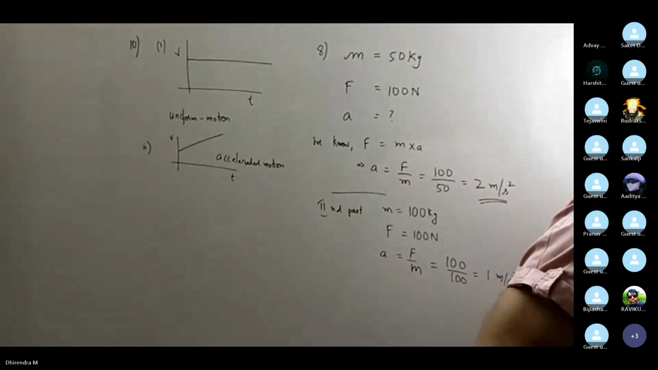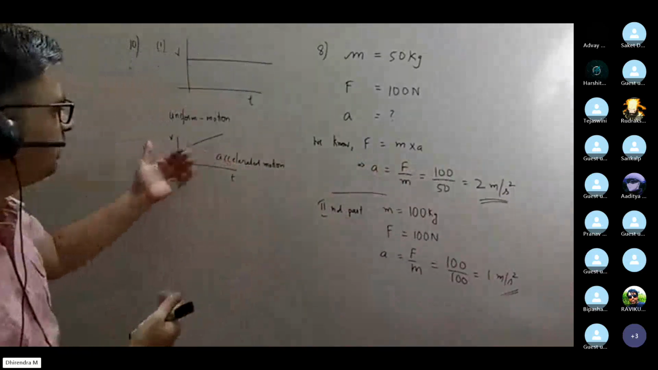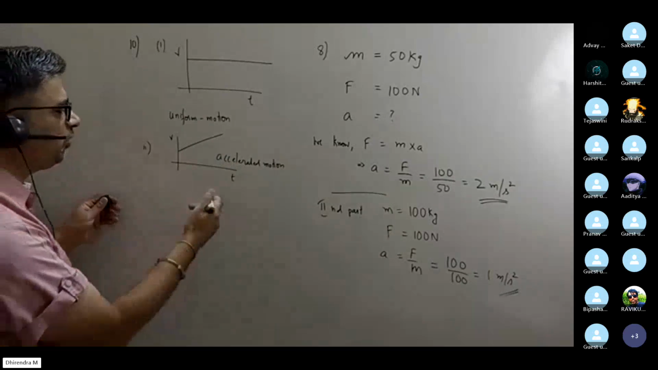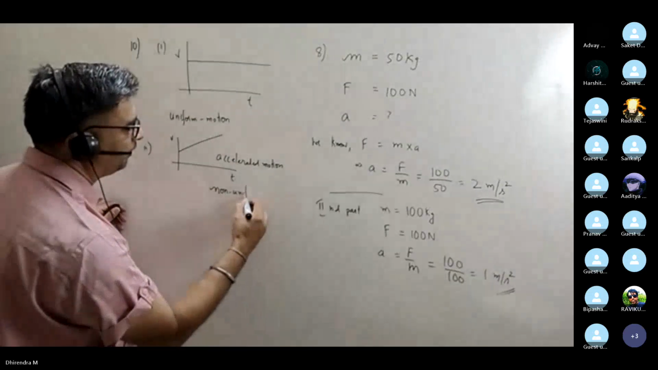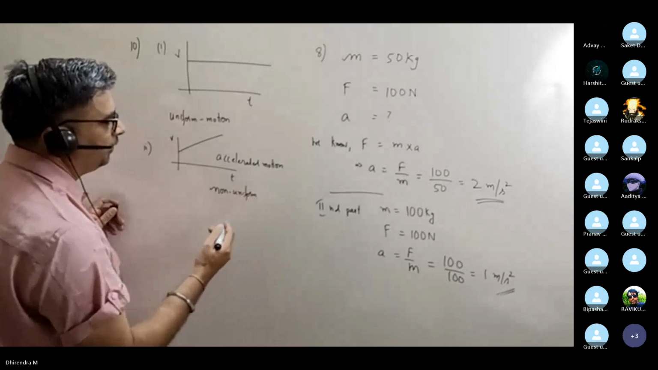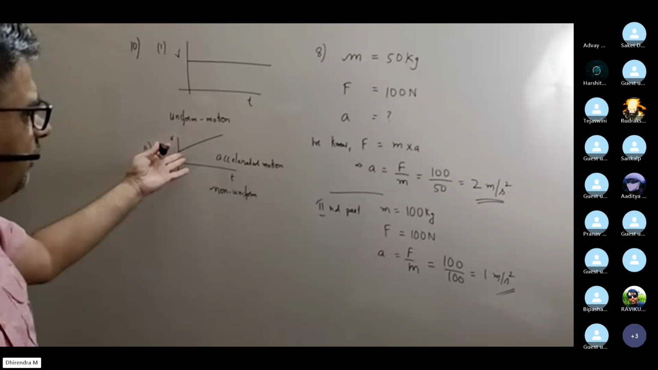Uniform or non-uniform? No, it cannot be uniform. The body is not covering equal distance in equal intervals of time. This is non-uniform motion, or this is accelerated motion.